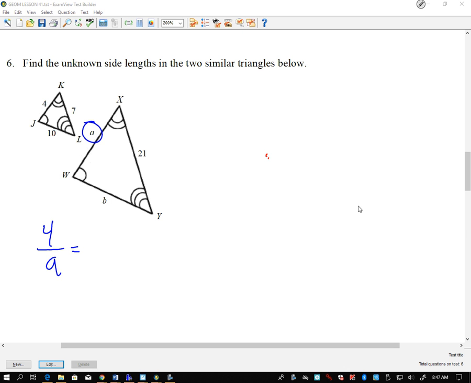Okay. I have to do 7 over 21 because you're doing little over big. I can't do big over little on the other side. Okay? I got to keep them going the same way. All right. So, okay, let's keep solving here. Okay, 21 times 4 is 84.